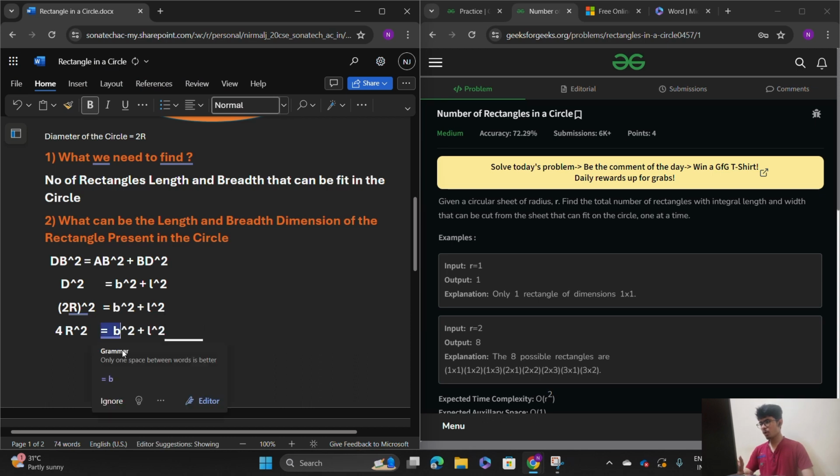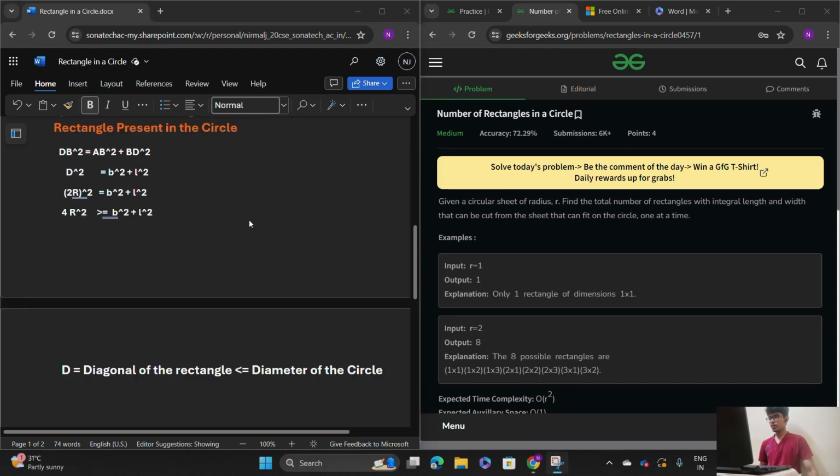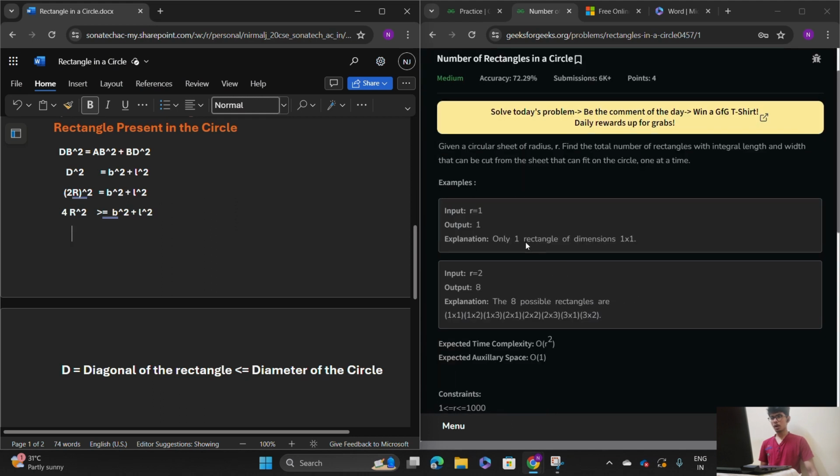Now you watch this equation: the square of the length and the square of the breadth is, this should be greater than or equal to. The reason is 4r square is always greater than or equal to b square plus l square. If you see here, this is the hypotenuse of the triangle, and this is the sum of the squares of the sides. When you add them, it can be equal or it can be greater than or equal to. Now let me substitute the value of r as 1, for the input r equal to 1. So now we got this equation. There is no problem in that.